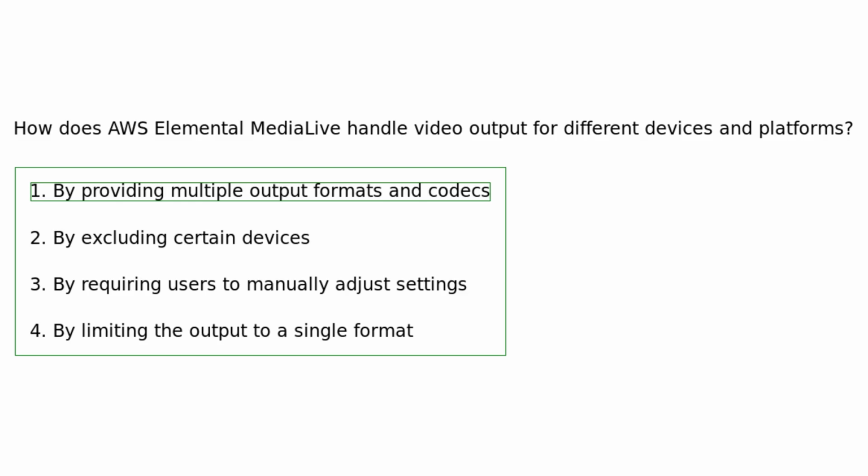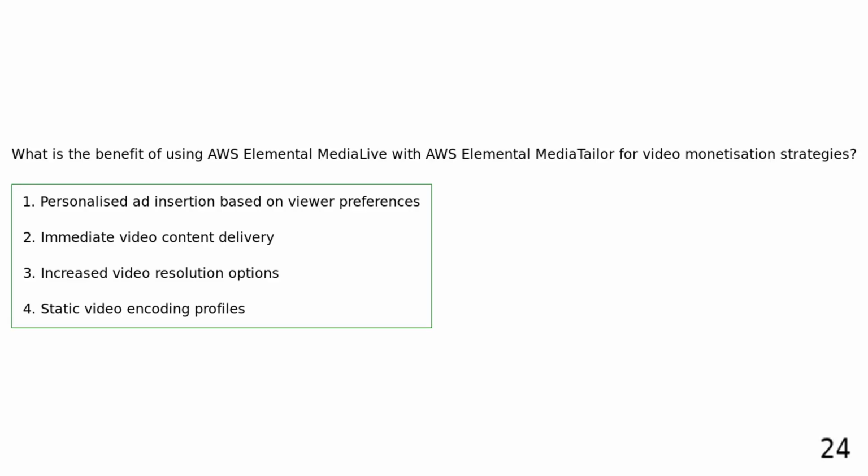and flexibility for viewers. What is the benefit of using AWS Elemental MediaLive with AWS Elemental MediaTailor for video monetization strategies? Personalized ad insertion based on viewer preferences. Immediate video content delivery. Increased video resolution options. Static video encoding profiles. When used together, AWS Elemental MediaLive and AWS Elemental MediaTailor enable personalized ad insertion based on viewer preferences, enhancing video monetization strategies by delivering targeted ads to specific audience segments.